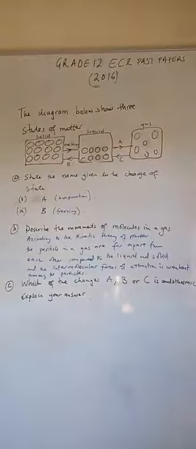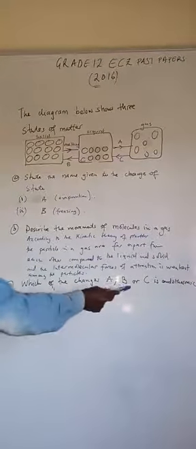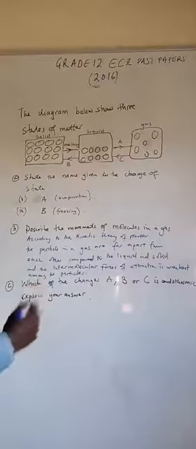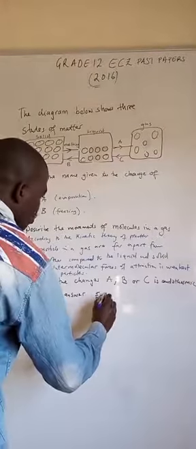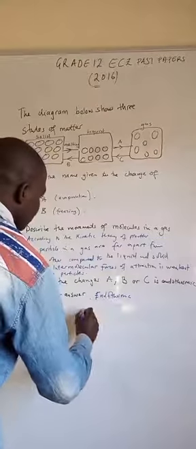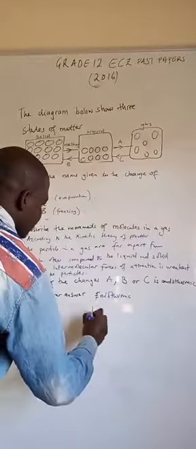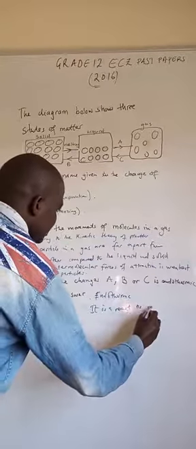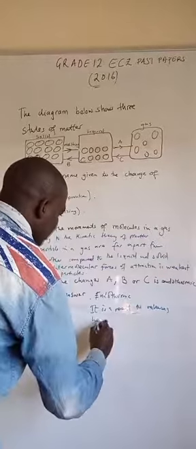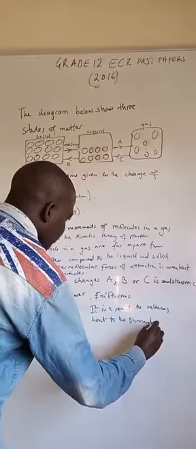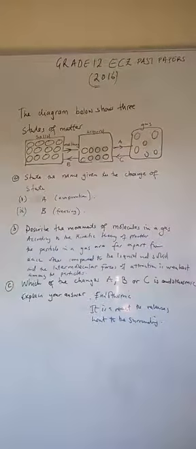Okay? Lastly, which of the following changes, A, B, or C, is endothermic? The first thing you need to know is what an endothermic reaction is. What type of reaction is endothermic? A reaction that releases heat to the surrounding. Okay? When you release heat to the surrounding, it's endothermic.